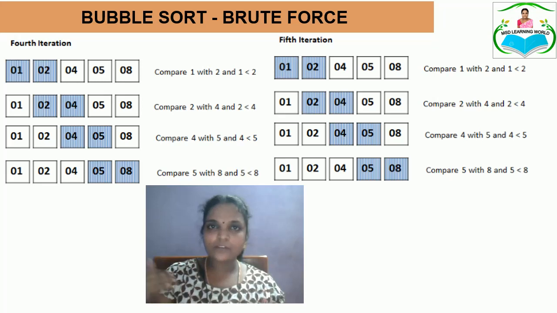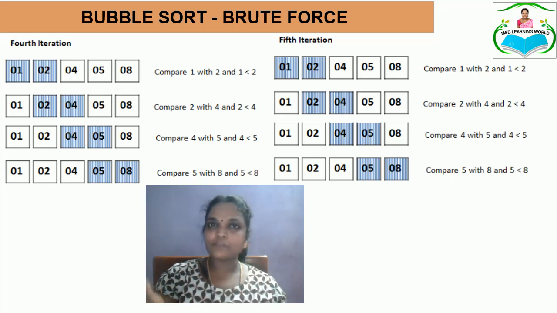So now at the end of the fifth iteration, when you see your array elements, you will have 1, 2, 4, 5, 8, which is in ascending order. This is how the brute force technique applies for the set of elements in the array to perform either ascending order or descending order.